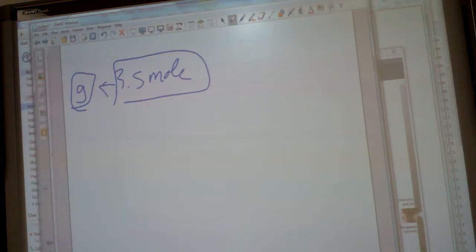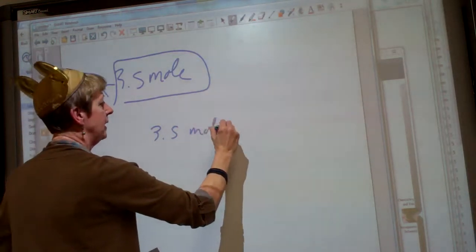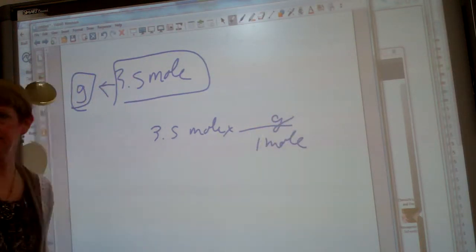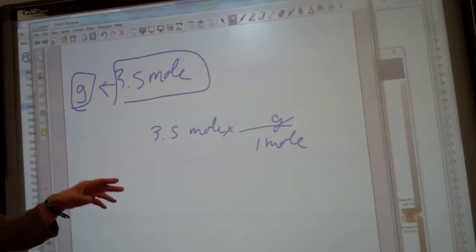We would have the times 3.5 moles. The moles got to go on the bottom, so grams go on the top. Wouldn't liters go on the top? No. If we're given molarity.